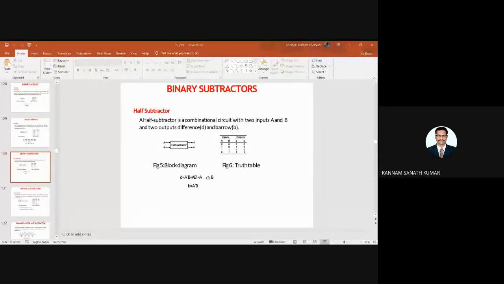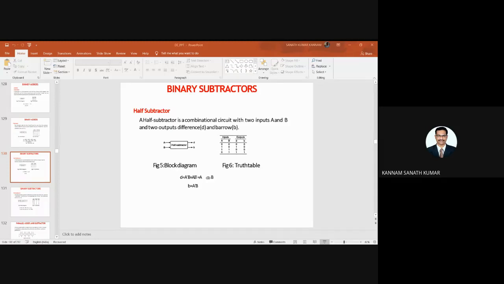If you see this slide, the half subtractor is a combinational circuit with two inputs and two outputs: the difference and borrow. This is the block diagram for the half subtractor, with two inputs. These are the combinations: 0 0, 0 1, 1 0, 1 1.